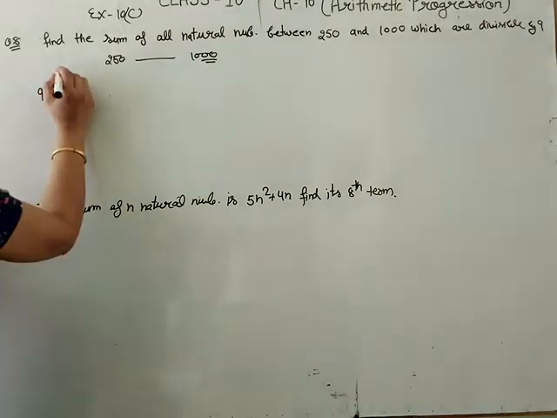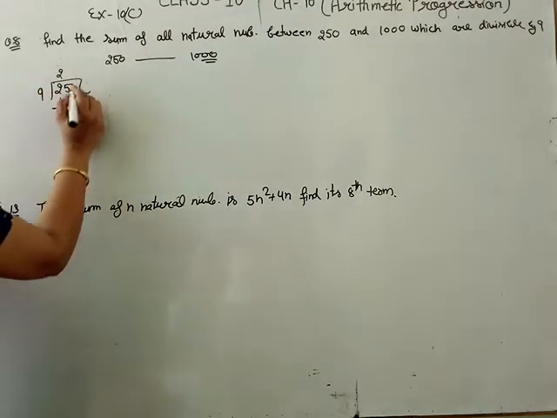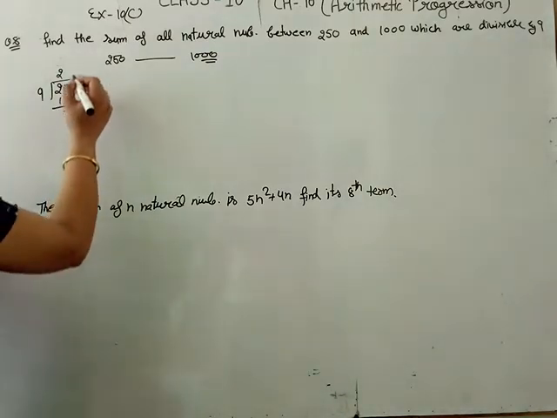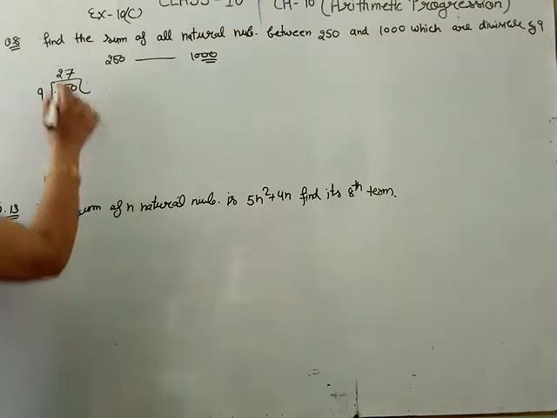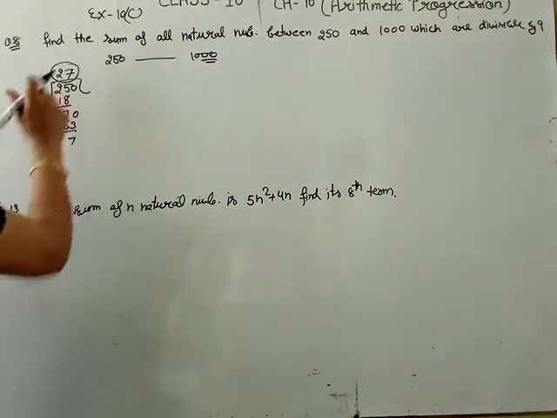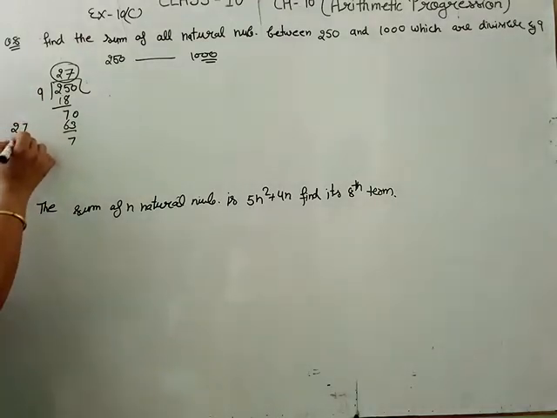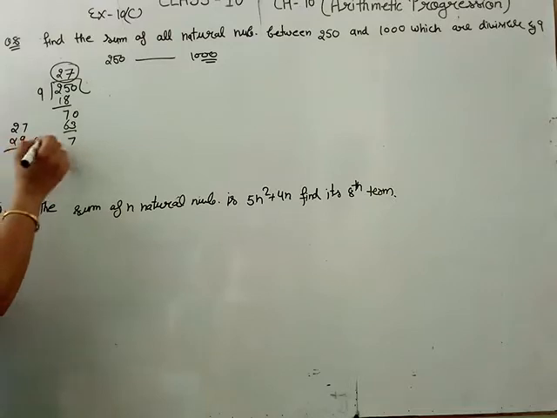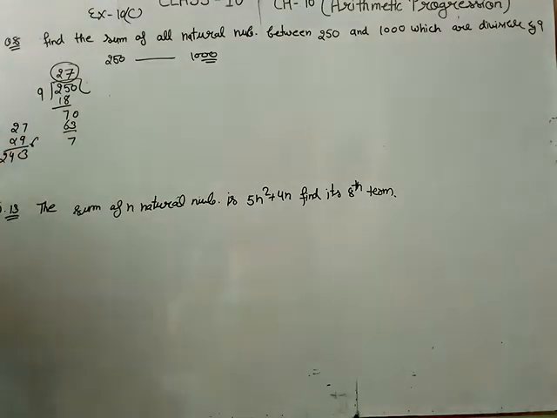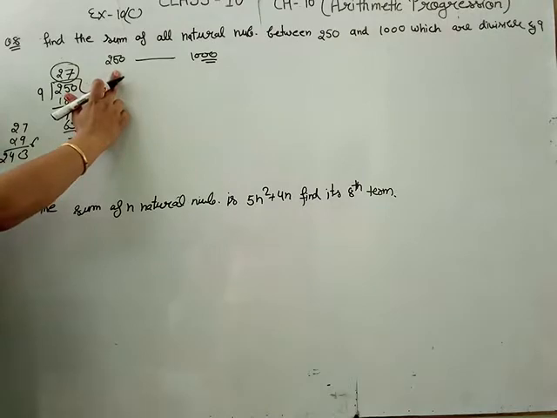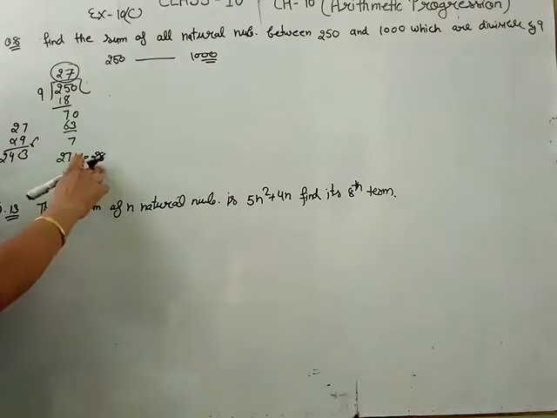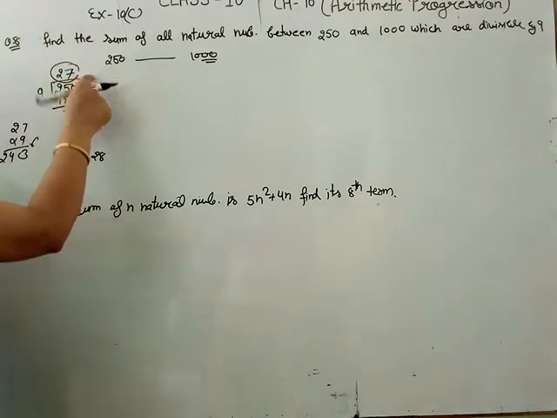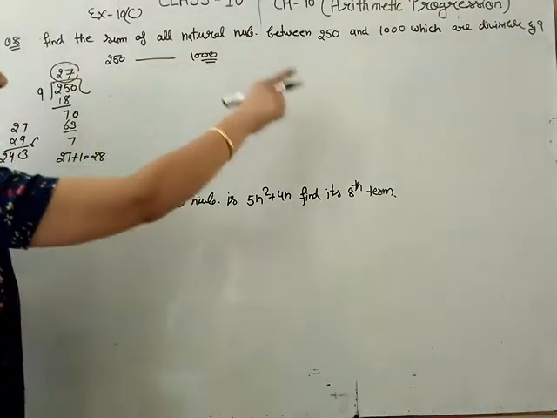Okay, 9 times 18... then 7, 0, 9, 7... 63. Okay, there is a 7. We take this. Student, if we multiply 27 and 9, we get 243, but 243 is less than 250. So we take 27 plus 1, 28. Okay, 28 multiplied by 9. The first term is this plus 1, multiplied by 9. This is the first term divisible by 9.